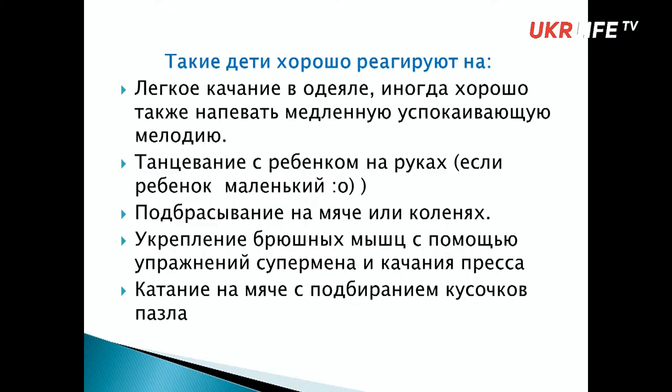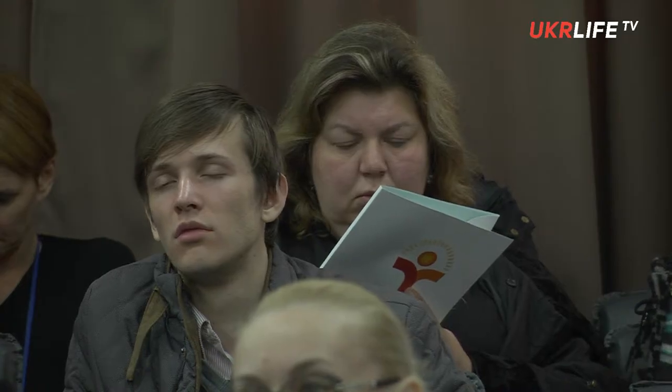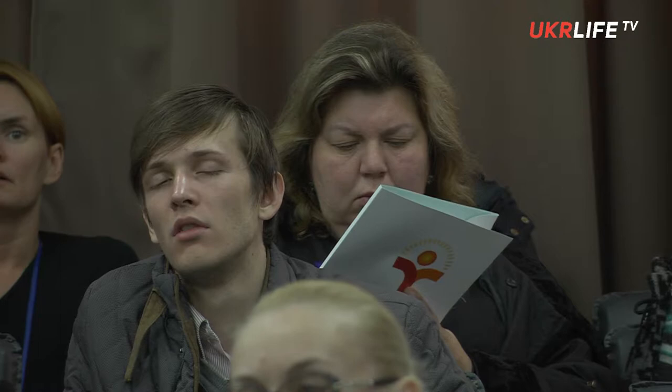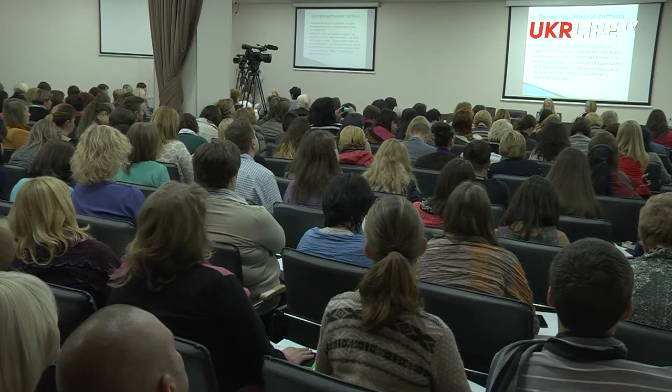Okay. Next one, proprioceptive system. Проприоцептивная система. This is the system of your muscles and joints and tendon sensations informing the brain of your body's position. Это система ваших мышц и суставов, которая информирует мозг о положении тела в пространстве. It tells you where you are and what you are doing. Она говорит вам, где вы находитесь и что вы делаете. Whether you are being still or active. Если вы не движетесь или вы движетесь.